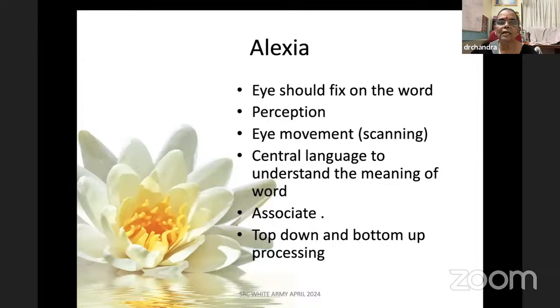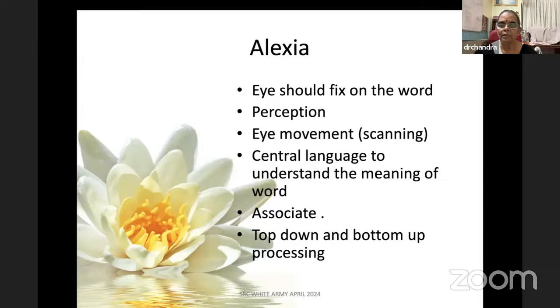And what is this alexia? Alexia is a reading problem. For reading, I should fix on the word. A word is written, I should fix on that. Then the letter should be perceived. And there should be a scanning. You see, there may be so many letters above, below, but there is a visual scanning to put together the meaningful letters and central language to understand the meaning of that word.